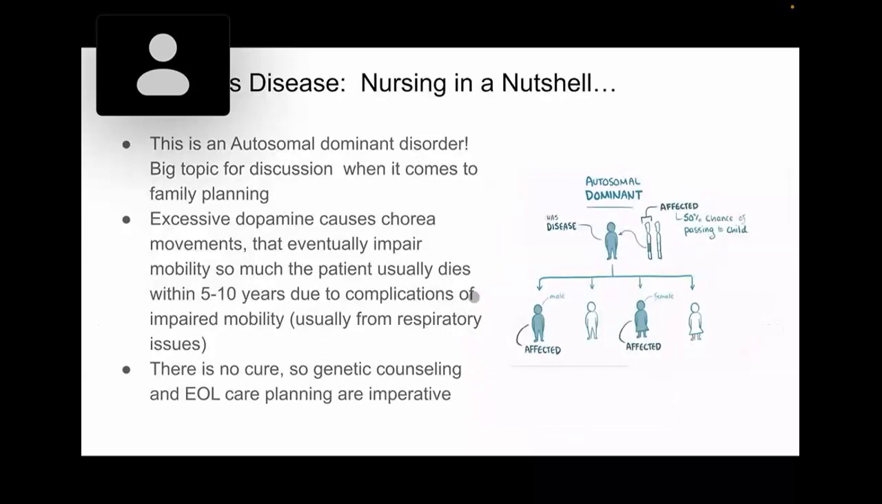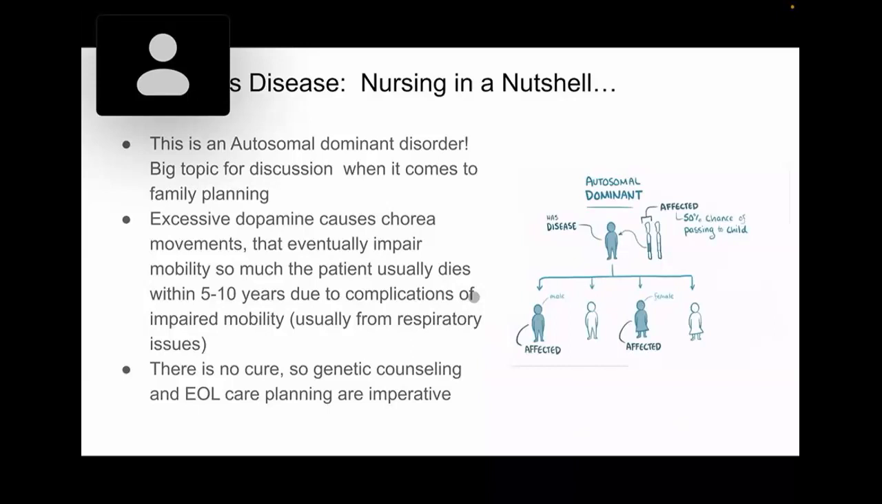Up next, we have Huntington's. This is our autosomal dominant disorder. It's a really big topic for discussion when it comes to family planning. The reason is if someone has Huntington's disease, they have a 50% chance of giving it to their child. And some people just simply don't want to play with those odds.